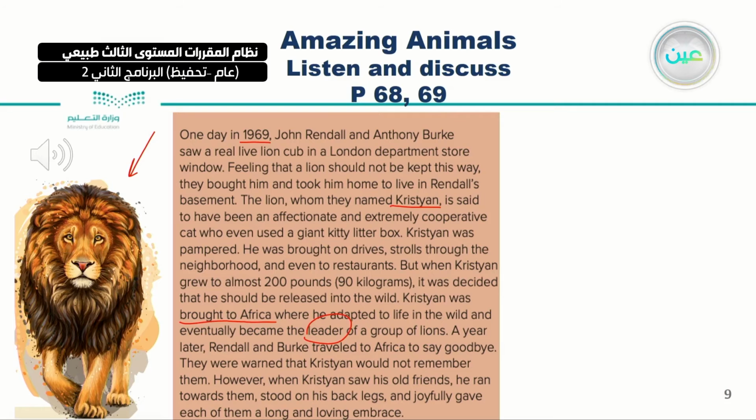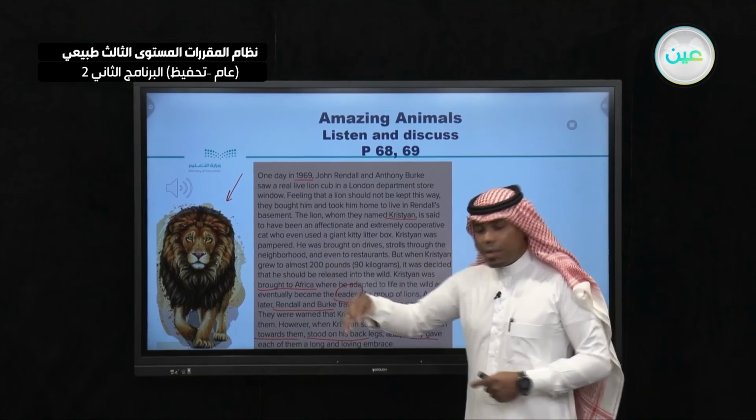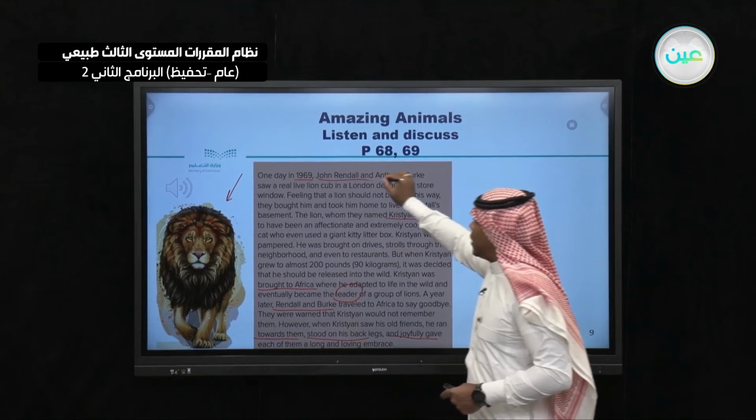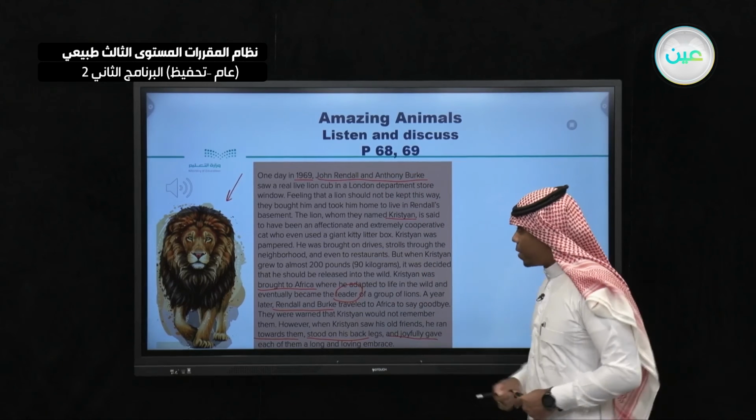After one year, Rendell and Burke, the ones who adopted him, traveled to Africa to say goodbye. They were warned that Christian would not remember them. However, when Christian saw his old friends, Rendell and Burke, what happened? He ran towards them, so he remembered them, and stood on his back legs, and joyfully gave each of them a long and loving embrace. So here the lion remembered his old friends, John Rendell and Anthony Burke. Very good.